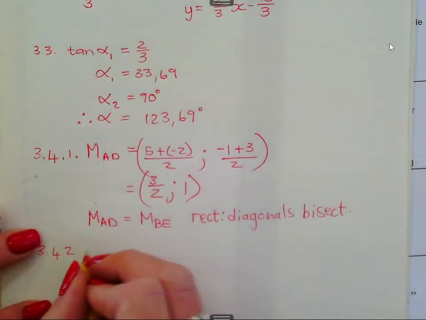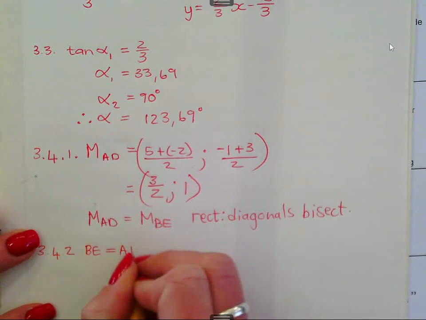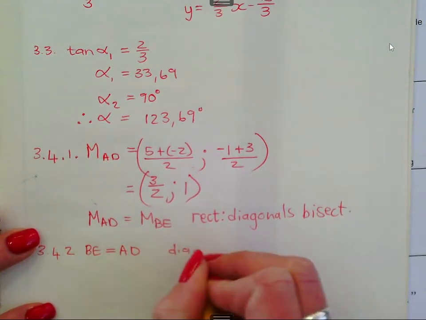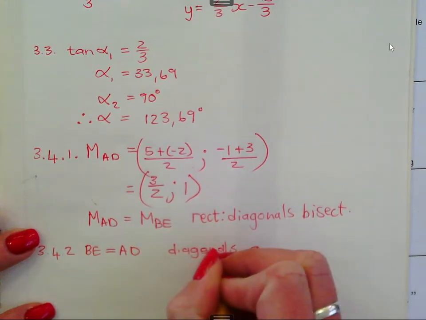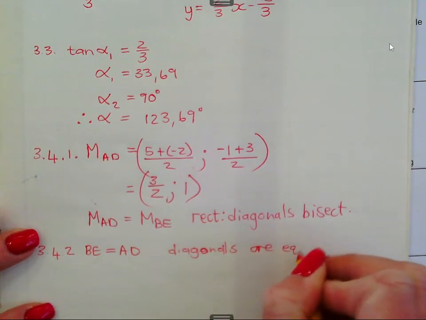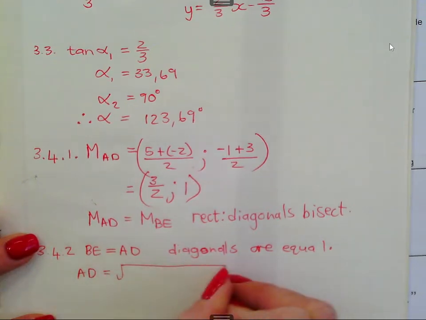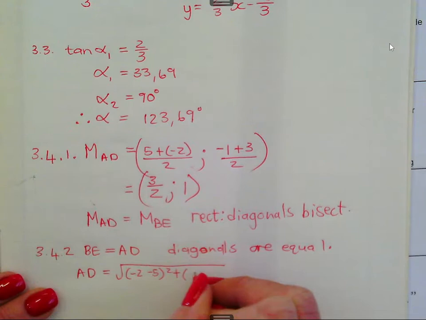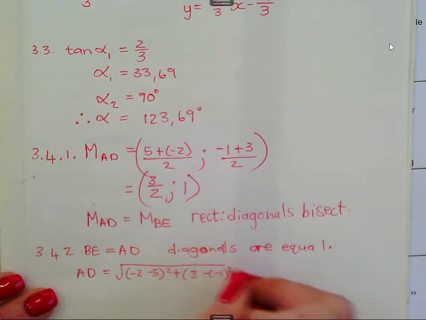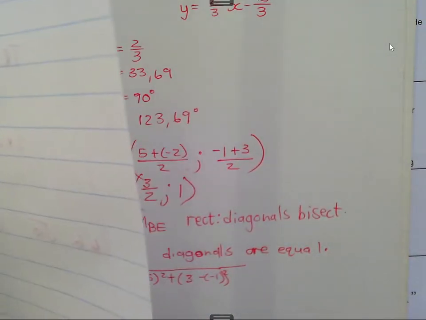All right, so I can say that BE, it doesn't matter at what stage you say this, BE is equal to AD, because it's a rectangle, the diagonals are equal. And therefore you can just calculate the length of AD. Then you're going to say minus 2 minus 5 squared plus 3 minus negative 1 squared. And then you get an answer of, is it root 65? Yes.